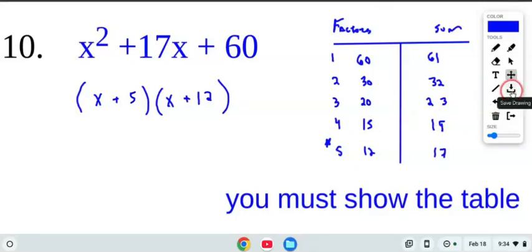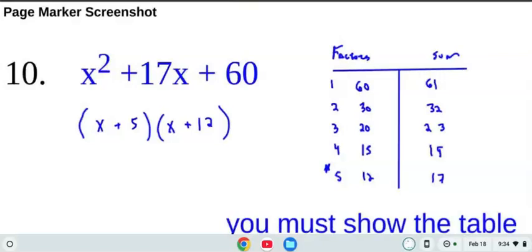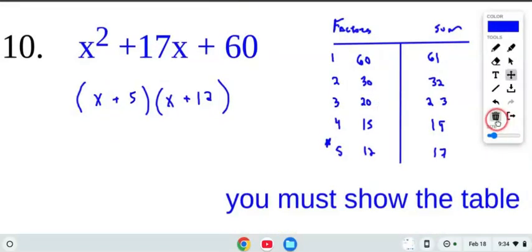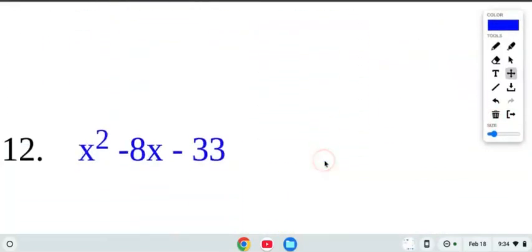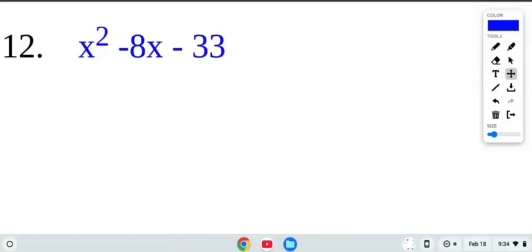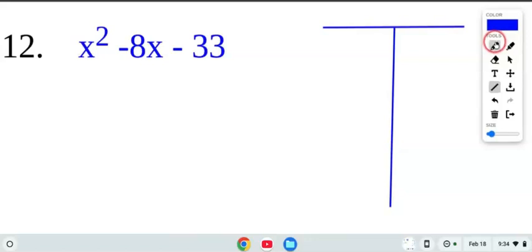I'm going to do a negative one real quick. Let me clear this, and I'm going to go with one that has a negative number. These can be quite challenging because of the way they're set up. Once again, I'm going to put the line, drop this down: factors, and the sum.